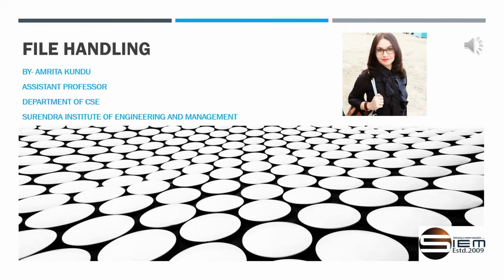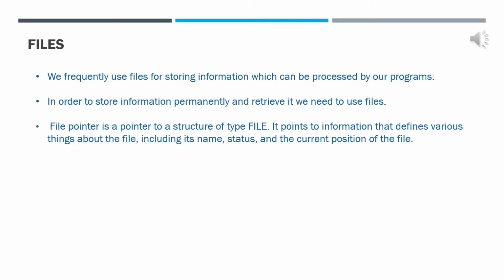This lecture is on file handling using C and will be beneficial for the students studying programming for problem solving. Now let us see what are files. So we frequently use files for storing information which can be processed by our programs. In order to store information permanently and retrieve it, we need to use files. Otherwise, in the programs that we run, we see the output on the screen after the program runs successfully, and that output is not stored anywhere.